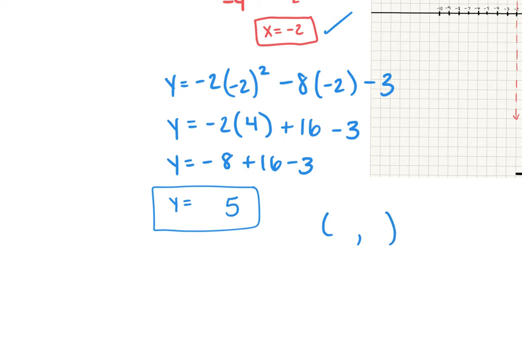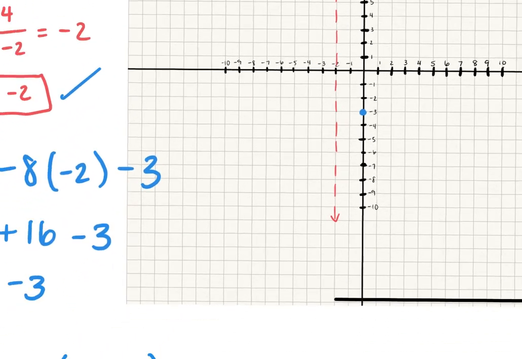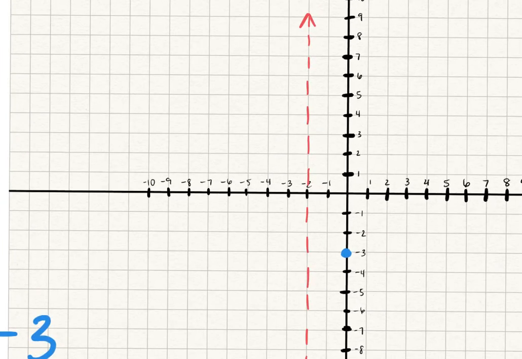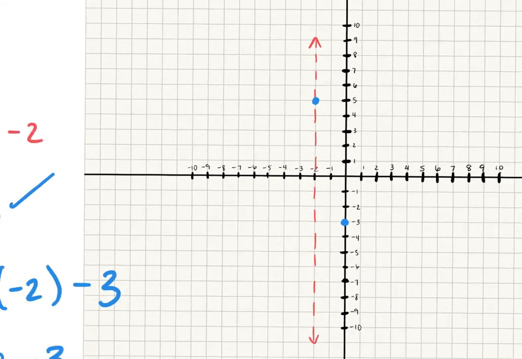Use my x value, which is -2. Use my y value, which was 5. So at (-2, 5), which should be a point on the axis of symmetry, I'm putting a point, and I'm creating my graph.